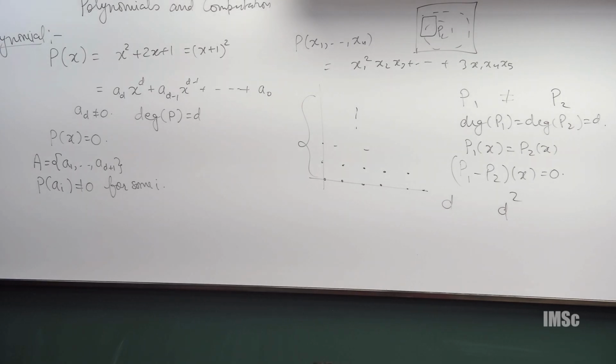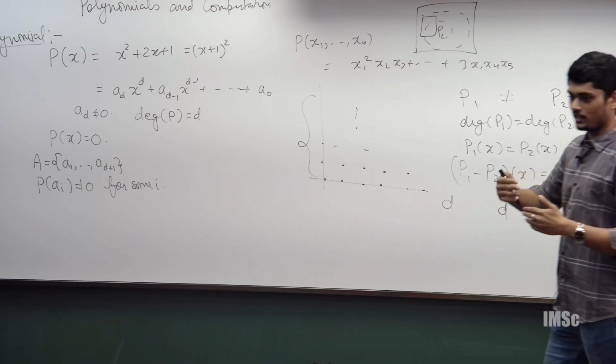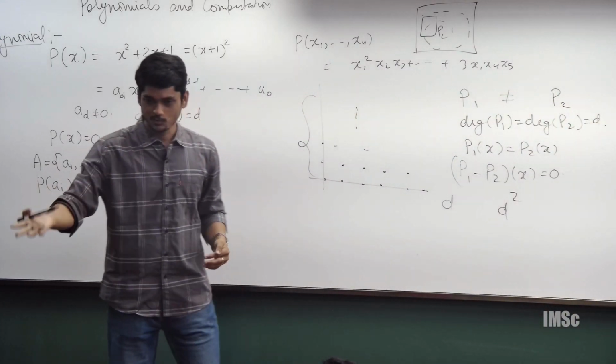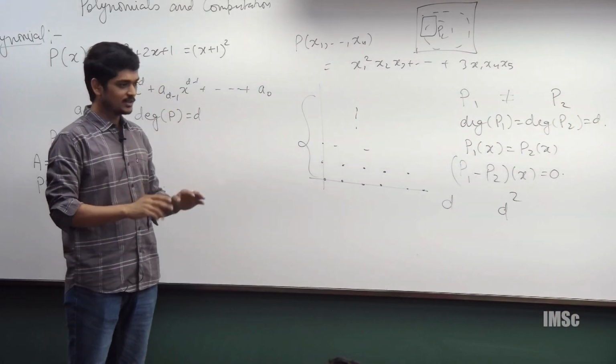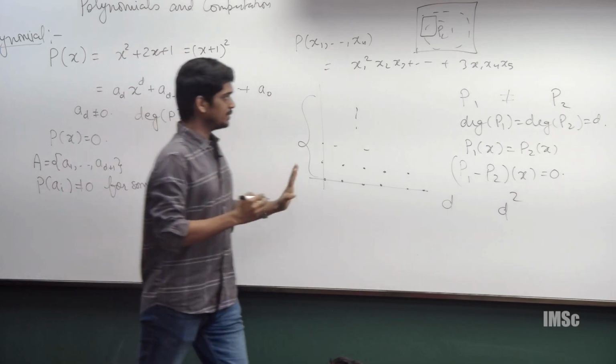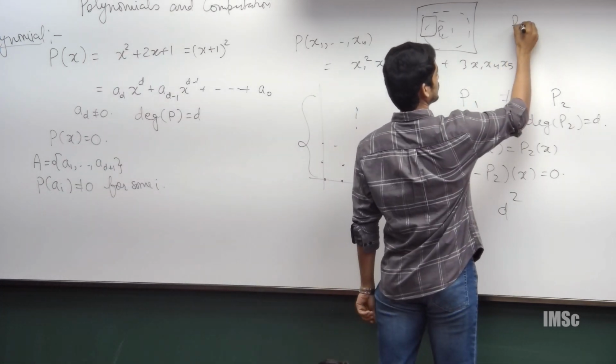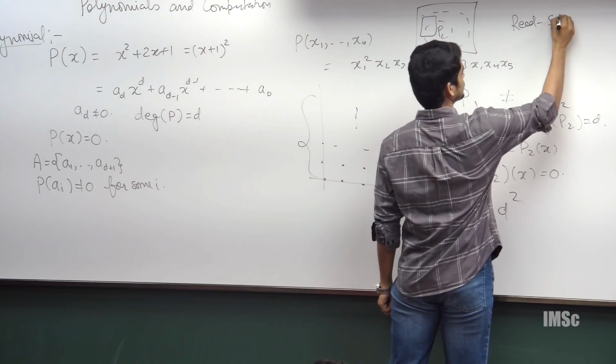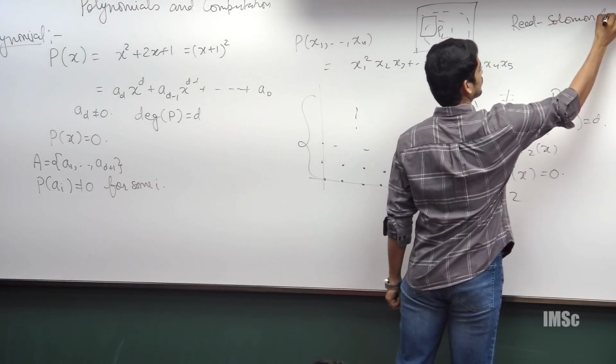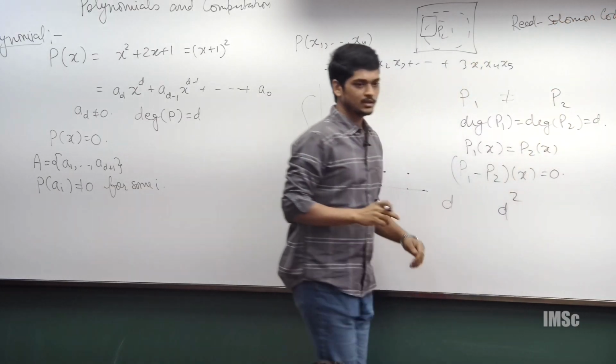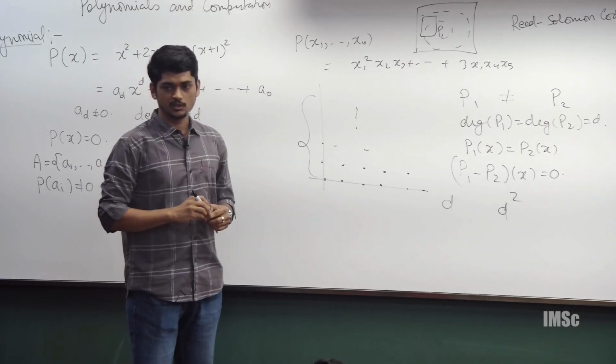For that there are algorithms. Now going to that will actually take up the whole lecture and many more, so I won't be able to do that. You can go to Wikipedia and read something about Reed-Solomon codes, and this is exactly what is used in QR codes.